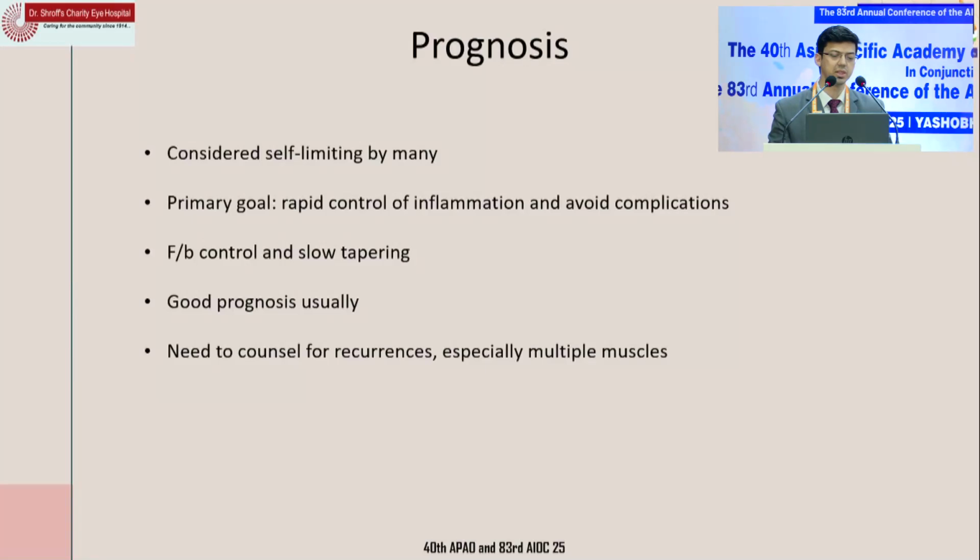So the prognosis is generally good for IOID. It is considered a self-limiting condition by many people. And the primary goal in IOID remains control of inflammation in the acute stage and avoiding any long-term complications. Steroids can be started for the acute phase, followed by slow tapering. Usually a good prognosis is seen in this condition, but the patient still needs to be counseled for recurrences, especially when multiple muscles are involved.